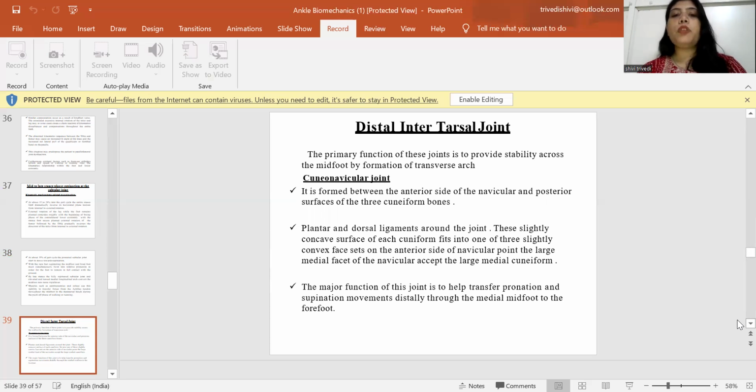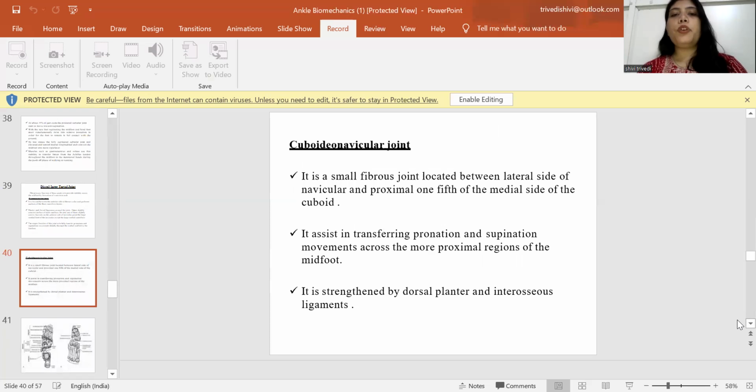Cuneo-navicular joint. It is formed between the anterior side of the navicular and the posterior surface of the three cuneiform bones. Plantar and dorsal ligaments surround the joint. The slightly concave surface of each cuneiform fits into one of three slightly convex facets on the anterior side of the navicular, with the large medial facet of the navicular meeting the large medial cuneiform. The major function of this joint is to help transfer pronation and supination movement distally through the medial midfoot to the forefoot.